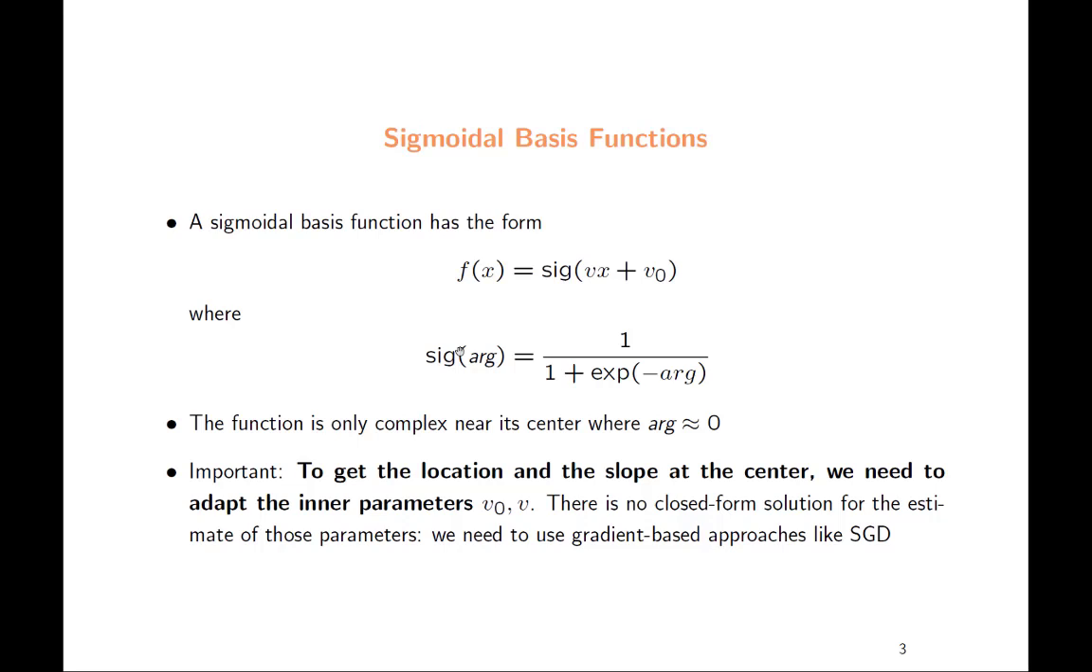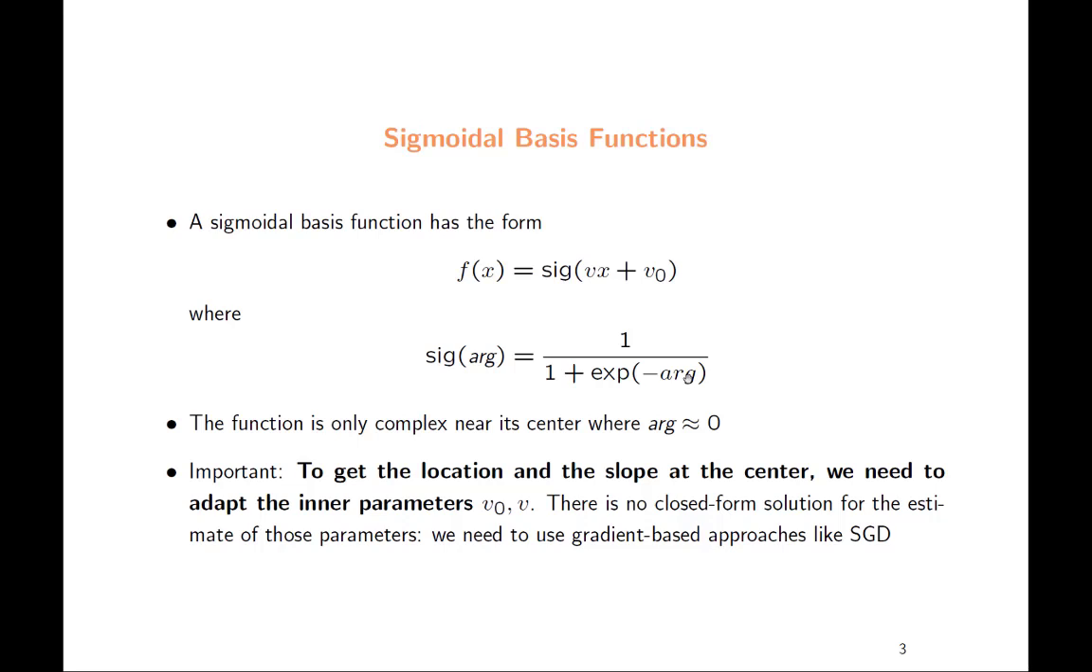So in neural networks, one thing is we are using a very special basis function, the so-called sigmoidal basis function. So here's how I write it. F of x is the sigmoid applied to a parameter times x plus a constant. And this function sig or sigmoid has a special form. It's 1 divided by 1 plus exponent of minus the input, the argument.